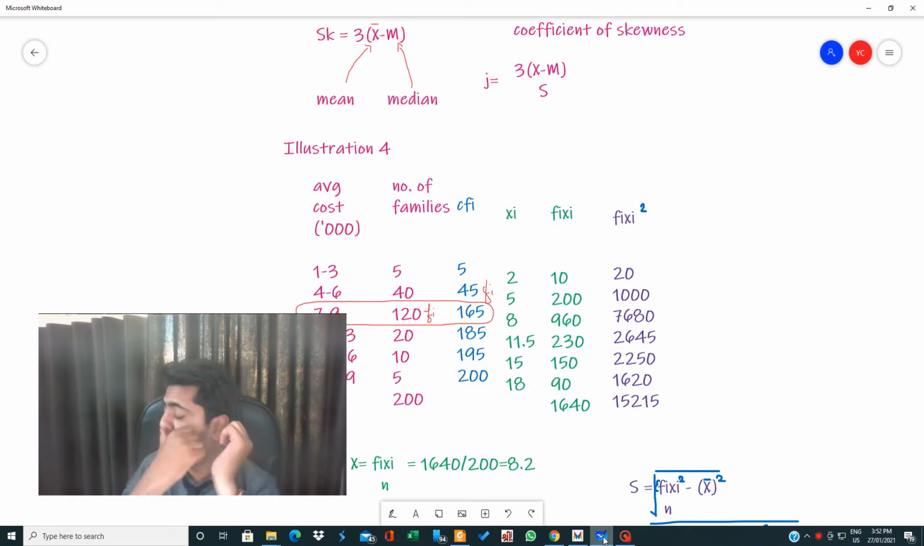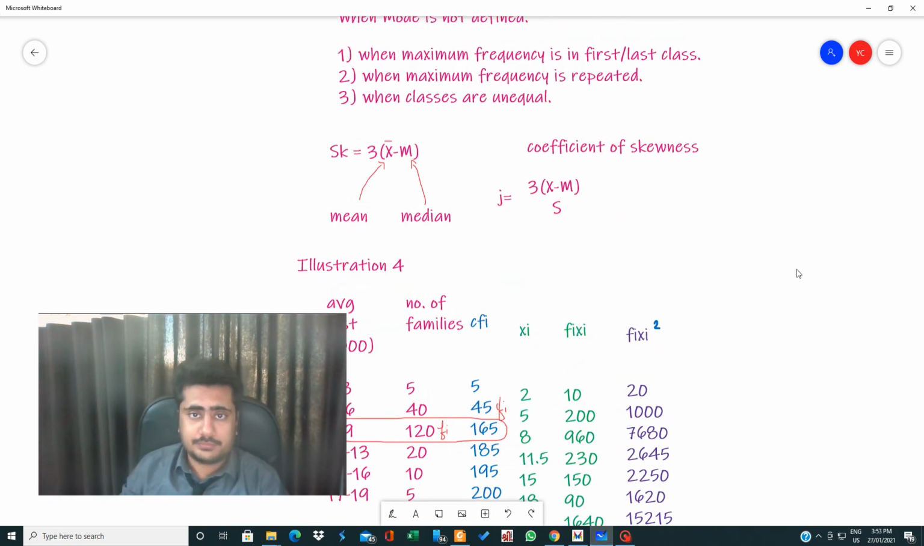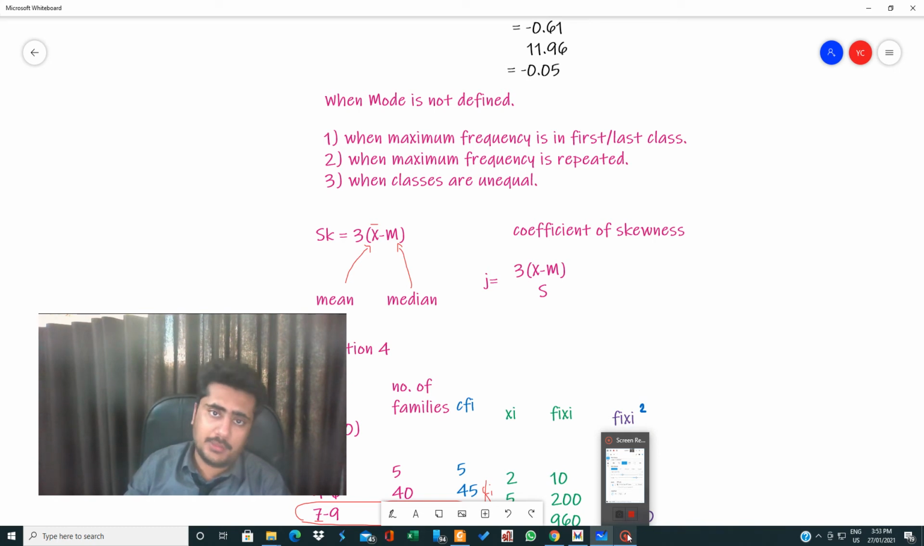We had started chapter number 5, and we have done the formula for Karl Pearson's method. We are doing skewness, and there are two formulas in this chapter, Karl Pearson and Bowley's method. We are doing Karl Pearson's method. The formula for skewness was mean minus mode. The formula for coefficient of skewness was mean minus mode upon standard deviation. But if mode is not defined, then your formula will be 3 into mean minus median.